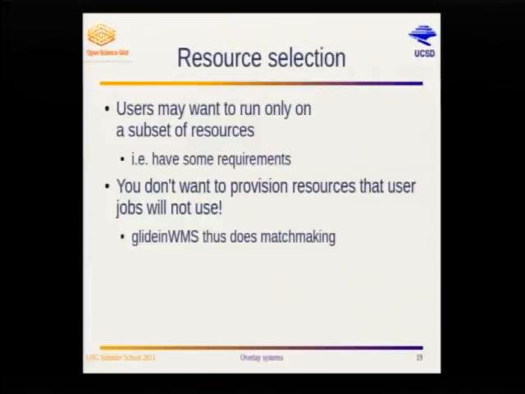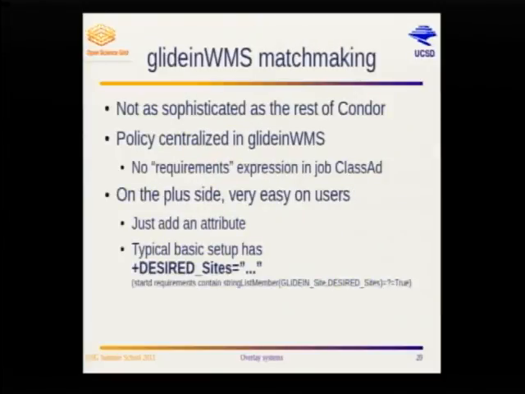So the GlideinWMS has resource selection policies, just like regular Condor has. It's just slightly different. Do I have it on the next slide? Yeah. So the GlideinWMS is, to a large degree, less mature than Condor. Condor has been around since, what, '84. GlideinWMS has been really usable for the past 4 or 5 years. So the matchmaking is a little less mature, but on the bright side, it makes it easier for the users.